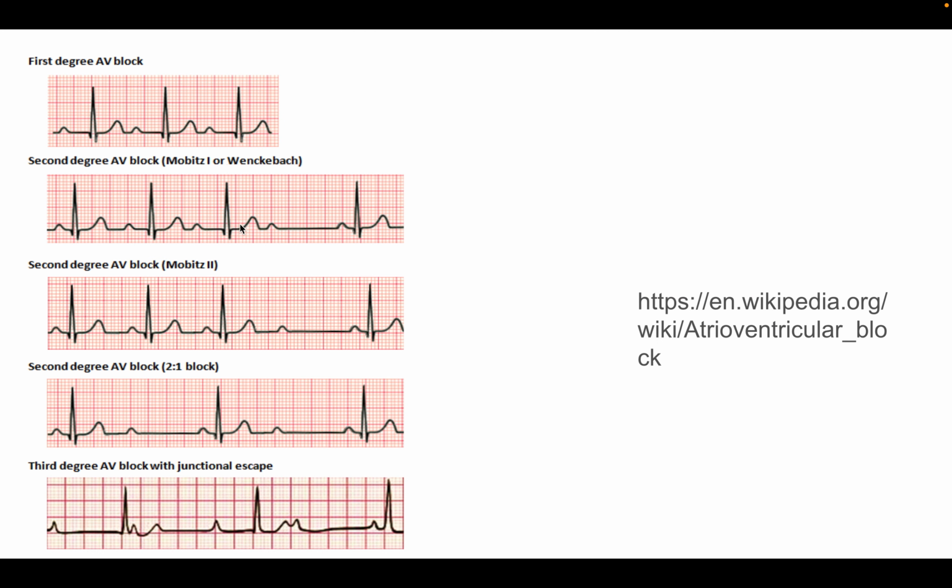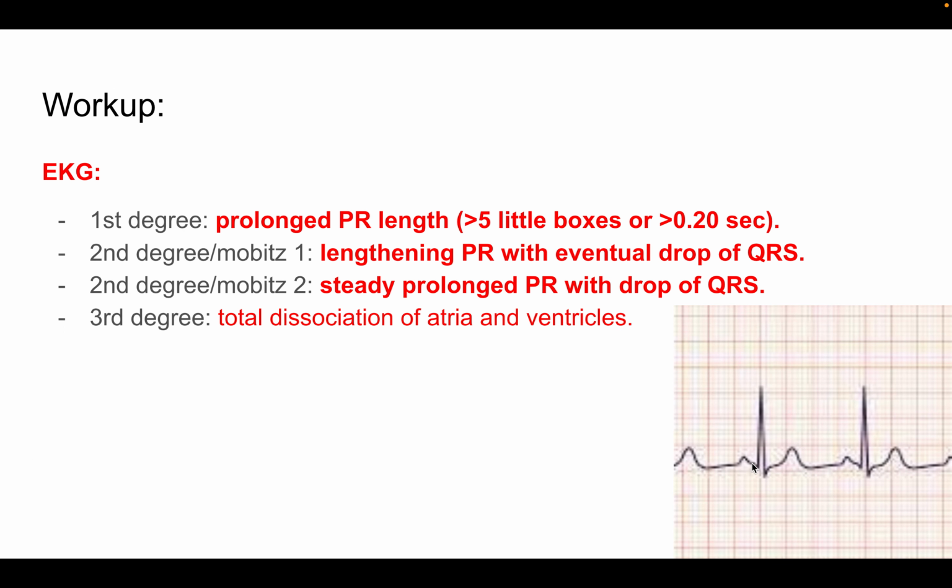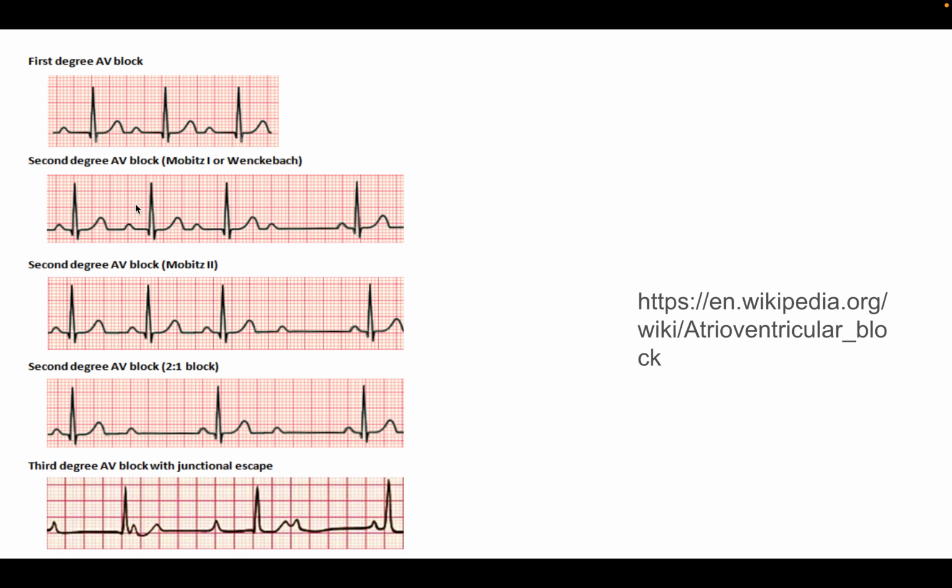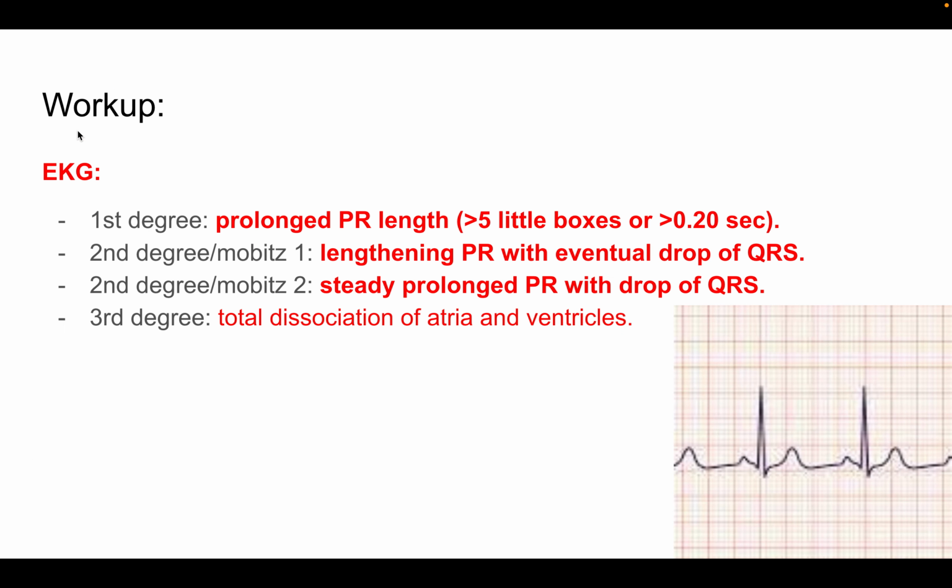So let me look over here. Here's a first degree heart block. Look how wide these are compared to these. Well, that's because our normal PR interval should be under 0.2 seconds, right? So if it's over 0.2 seconds, or over five little boxes, being this bold square right here, then you have a prolonged PR length. You can see that this PR interval is well over that little five boxes, right? So you have a first degree heart block.